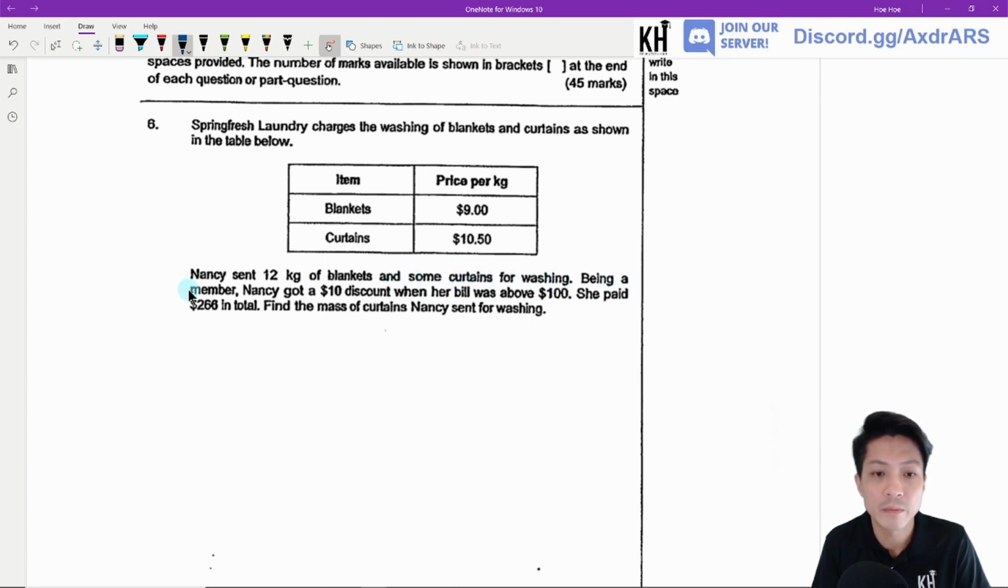Okay, being a member, Nancy got a $10 discount when her bill was above $100. She paid $266 in total. Find the mass of curtains Nancy sent for washing. Okay, so if she paid $266 in total, then it's definitely above $100.